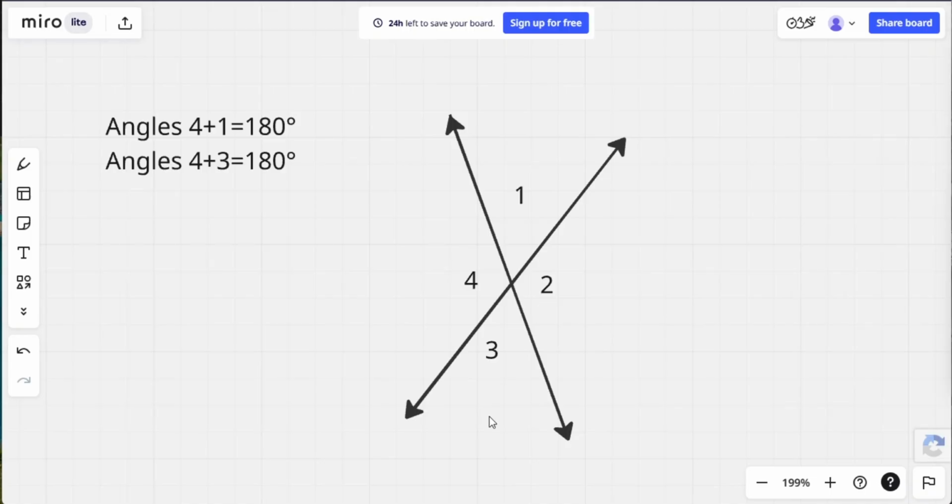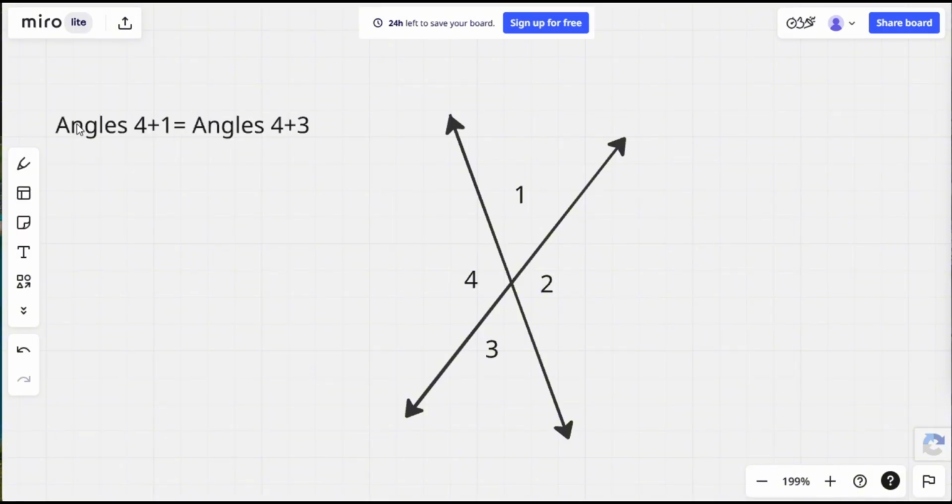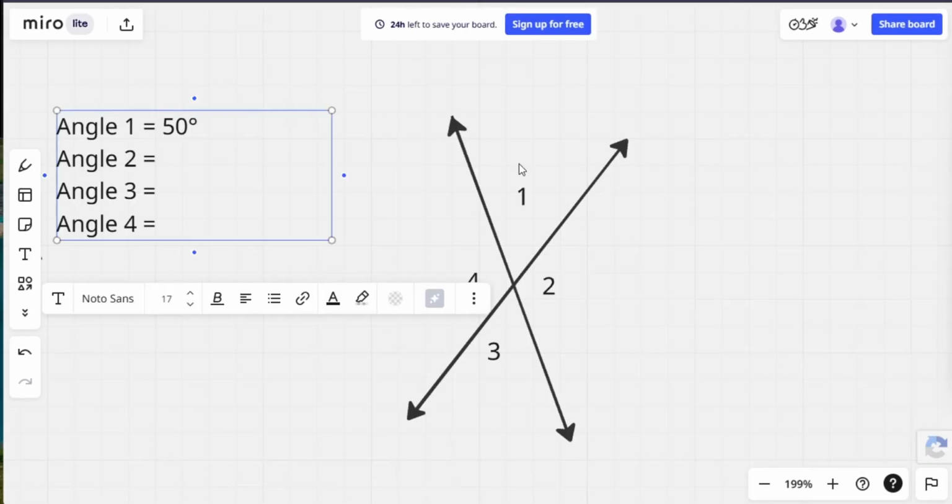We can now do the same thing with angles 1, 4, and 3. We know that angles 4 and 1 are adjacent and equal 180 degrees. We can do the same thing with angles 4 and 3, and they also equal 180 degrees. We can rewrite our equation to say angle 4 plus angle 1 is equal to angle 4 plus angle 3. We can simply get rid of angle 4 on both sides, giving us angle 1 is equal to angle 3.